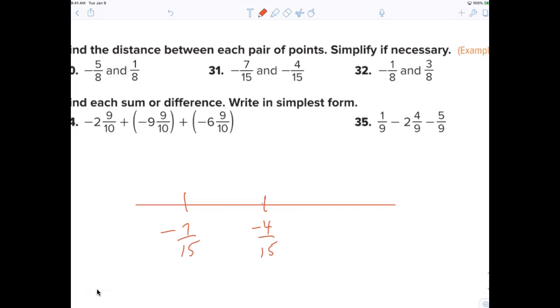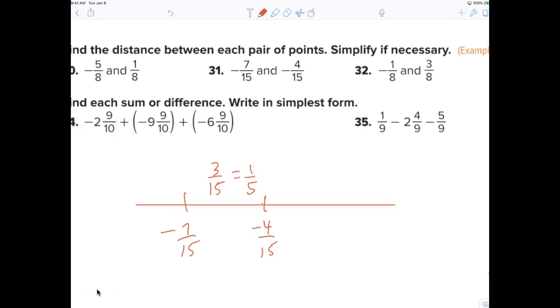Negative 3 over 15. Yes, but is distance negative? No, so just 3 over 15. And then I have to reduce 3 over 15 to what? 1 over 5. Exactly, 1 over 5. Beautiful.